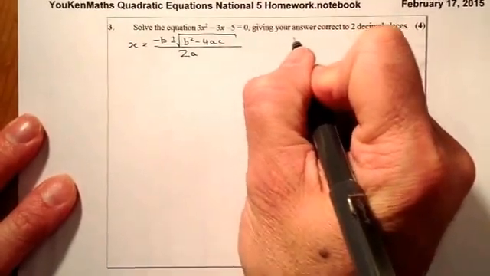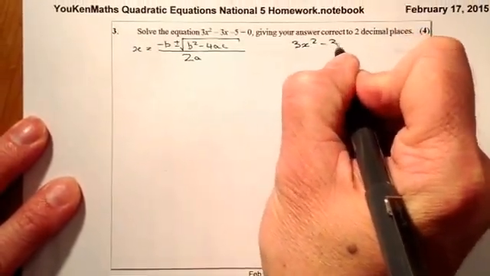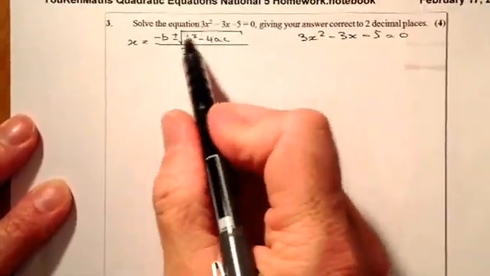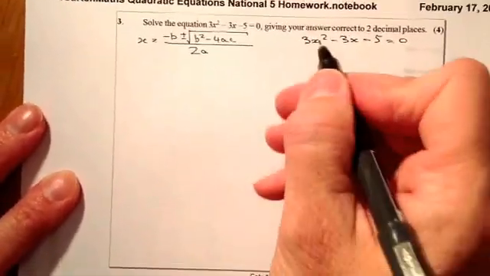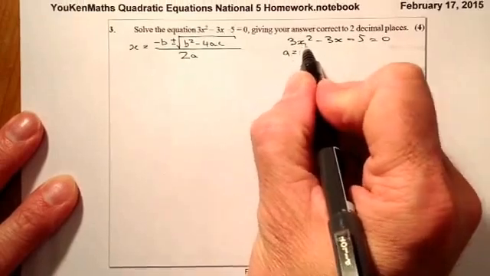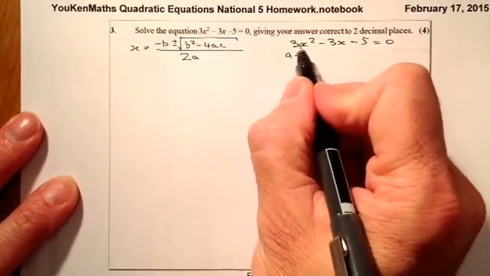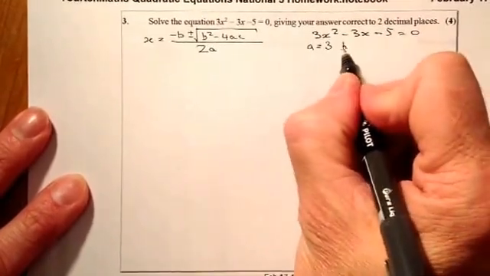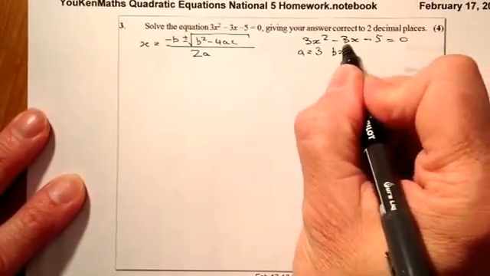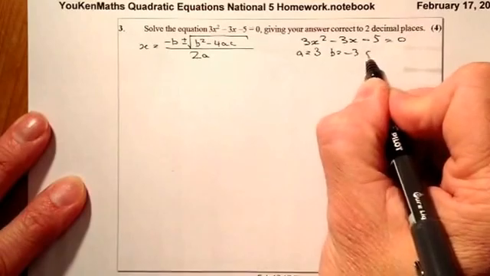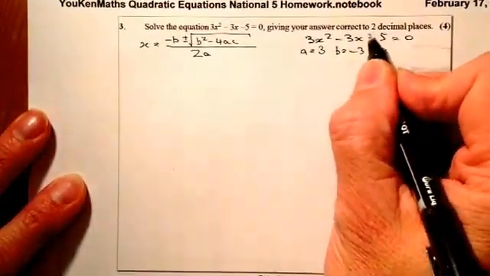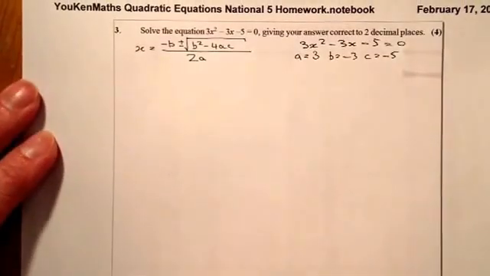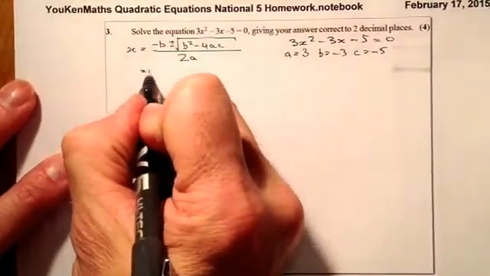Right then, so the equation that we have is this one here. So the values that I'm going to be placing into this equation will be, the a value will be the coefficient of x squared, so that will be 3. The b value will be the coefficient of x, and that will be minus 3. The c value is the numerical term we have left there, so that's going to be minus 5. Right, so let's go and substitute in.